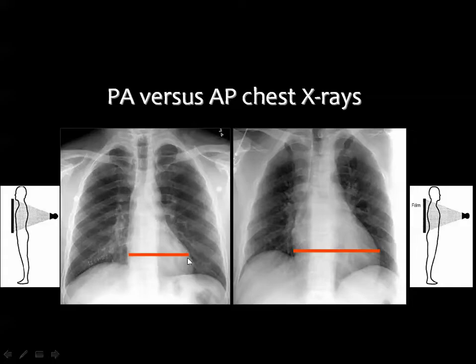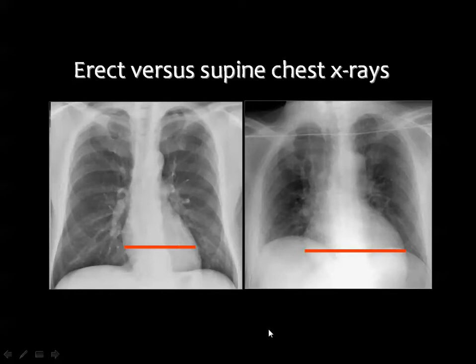And you can see here the normal cardiac transverse diameter, and the heart appears as if it is increased, but this is because of the magnification of the heart secondary to being far away from the x-ray film. Then there are also some differences between the erect position and the chest in the supine position. In the erect position, the patient is able to have a full inspiration.